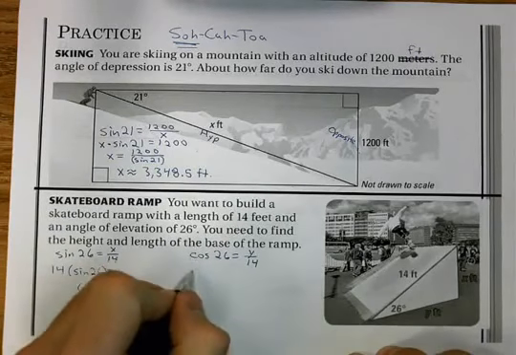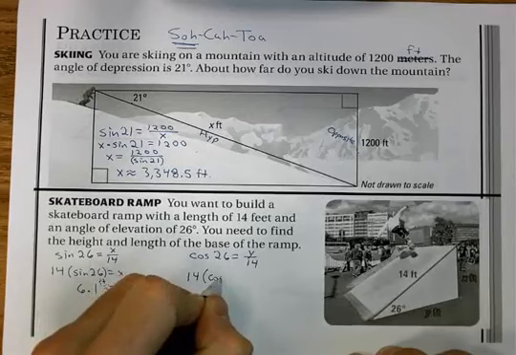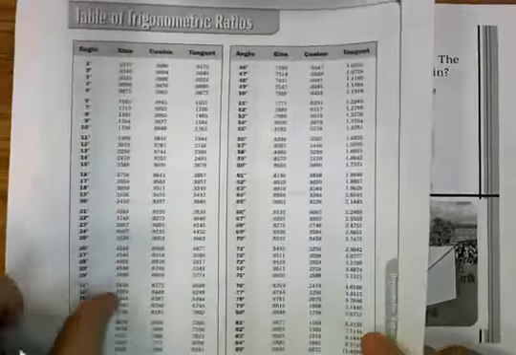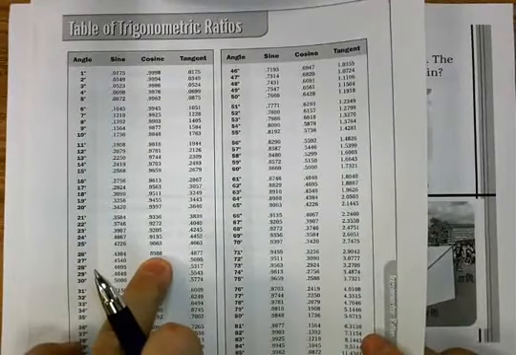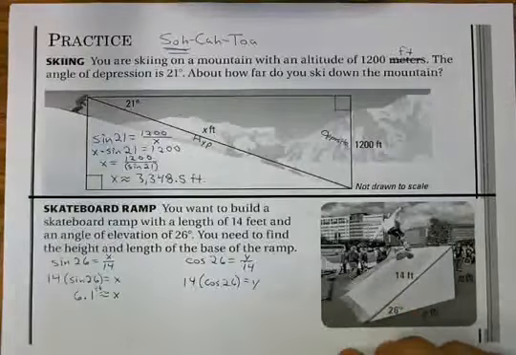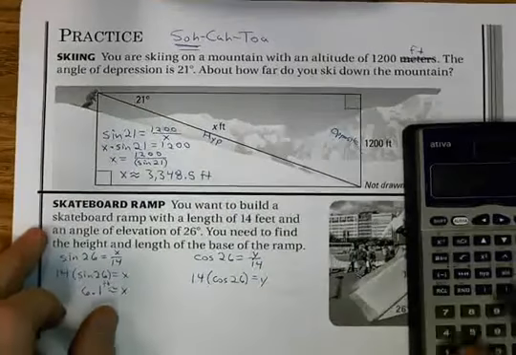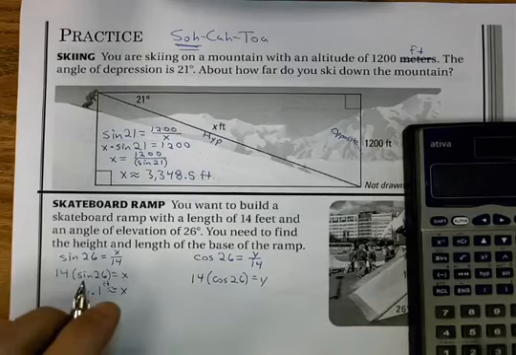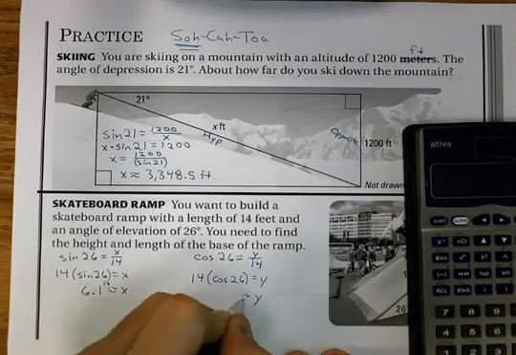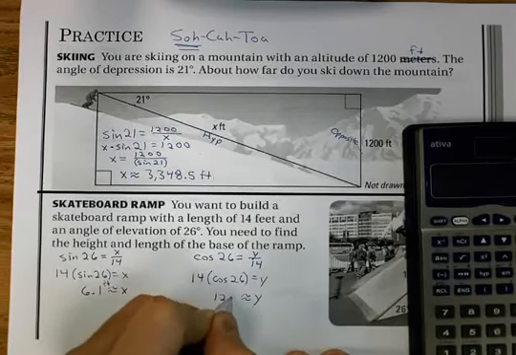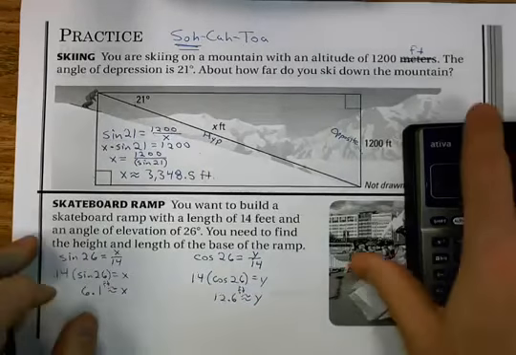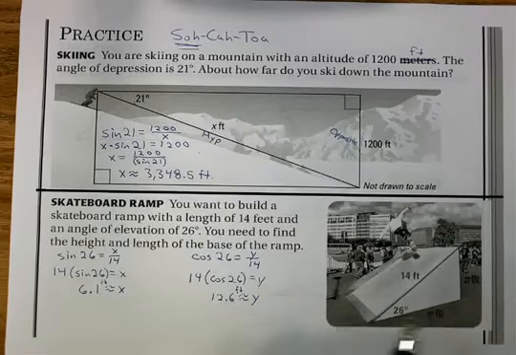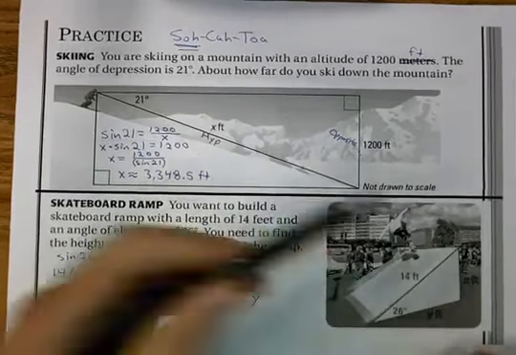I move the 14 over, it becomes 14 times cosine of 26 equals y. Bring over our chart again. Cosine of 26 is 0.8988. I could multiply that by 14, or we could just use our calculator and do 14 times cosine of 26, and we get that y is about 12.6 feet. So we found that the length of the ramp was 12.6 feet. The height was 6.1 feet.